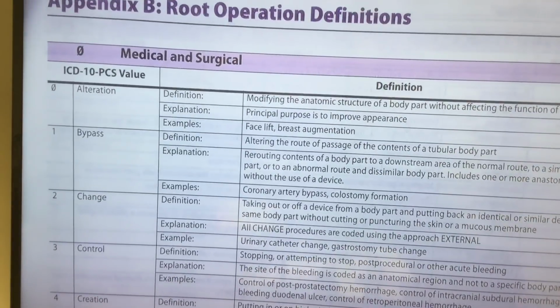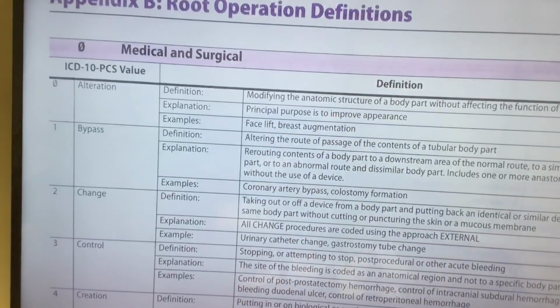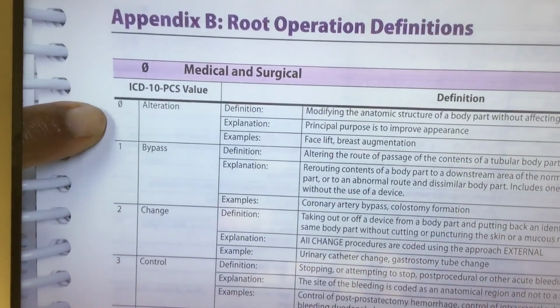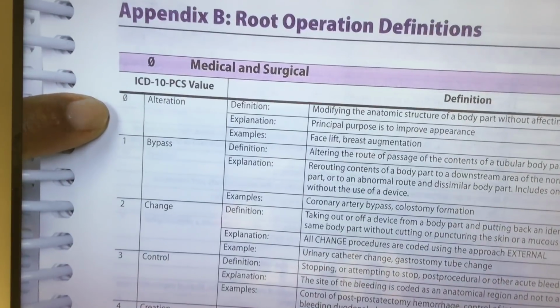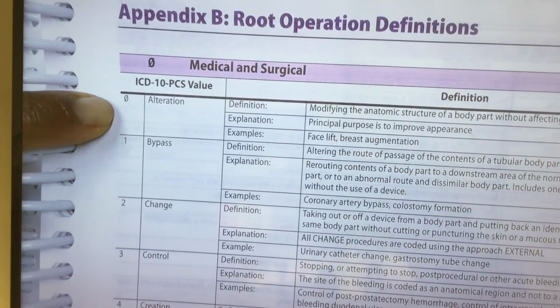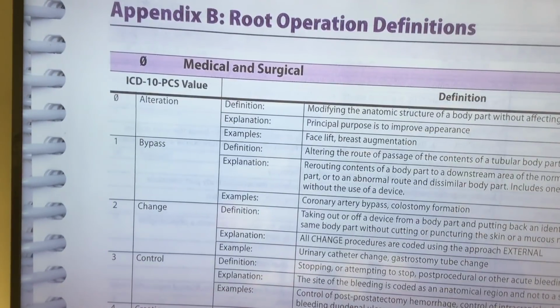After that, you have Appendix B. This is your root operation definition. You are given the character value for that root operation. And let's see if I can zoom in just a little bit more for you guys on this one.